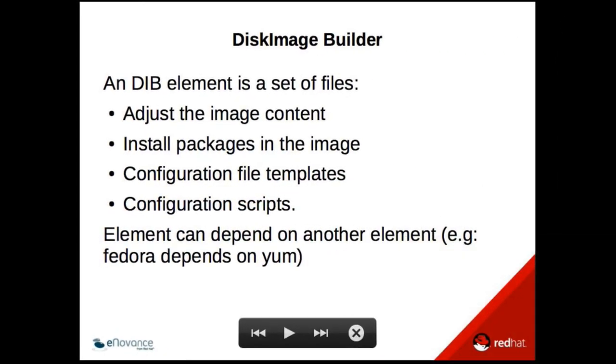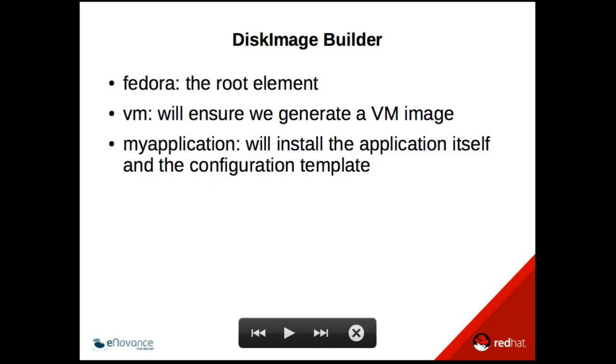So you can use this element to adjust the content of the image, for example, to install a new software, to tweak some configuration for grub or things like that. We can also use it to inject some configuration templates that we will use later. I will come back to that, and configuration scripts for the same reason. And it's also possible to do some dependency between the elements. For example, if you have the Fedora element, which is here, it will automatically pull the Yum element, or the RPM element, etc., etc.